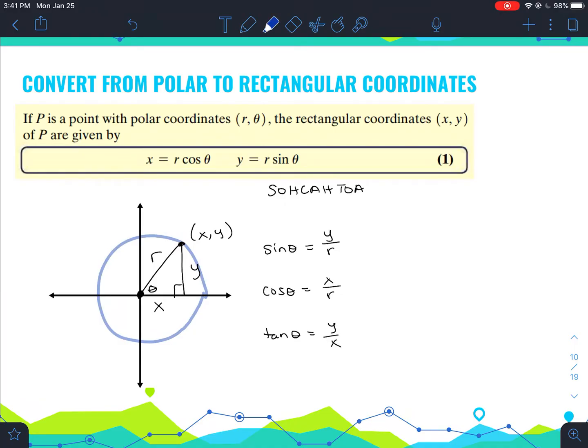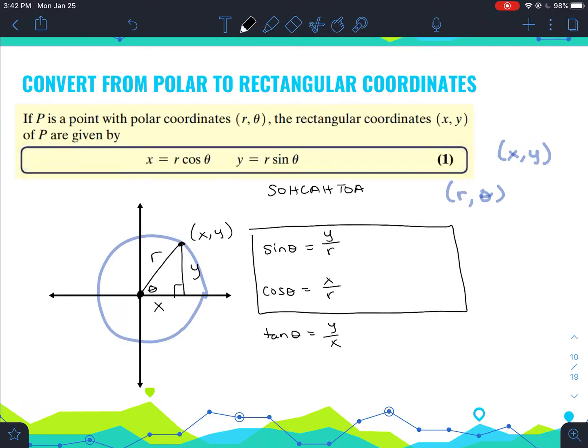Well, I want to convert from polar to rectangular. Polar coordinates, remember, are r theta, and rectangular coordinates are xy. We're going to solve the sine theta equation and the cosine theta equation for y and x. In sine theta, if I try to get y by itself, I multiply both sides by r, and I get r times sine theta equals y. And for x, multiply both sides by r, and r cosine theta is going to equal x. So those are how we can convert from polar to rectangular.